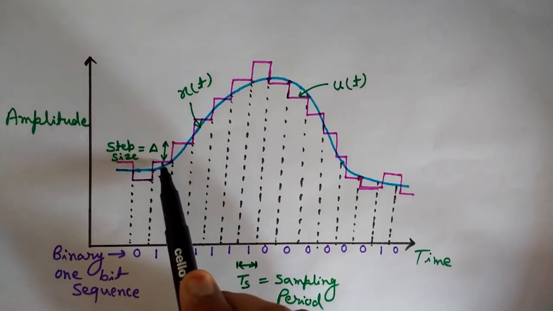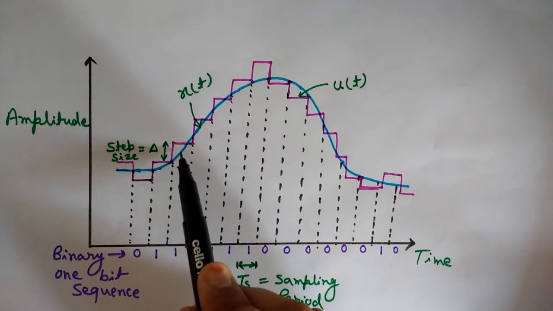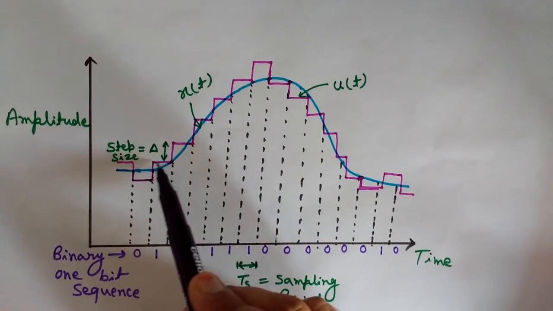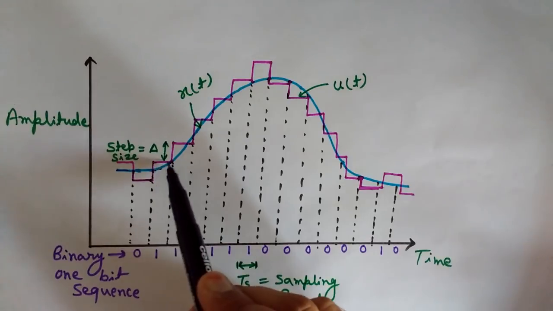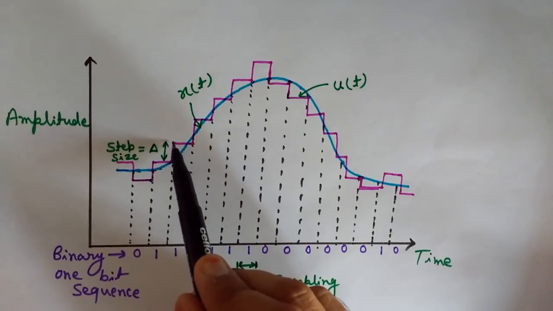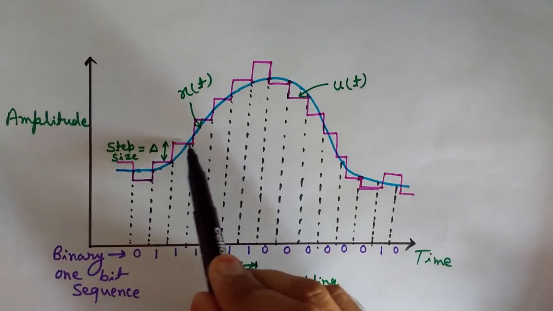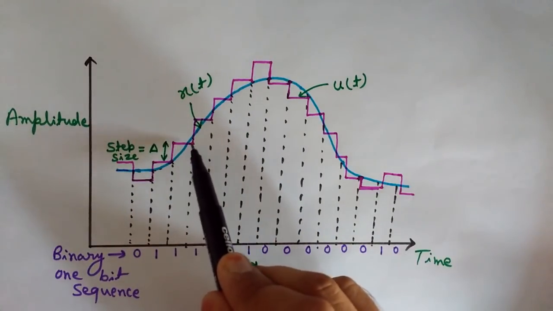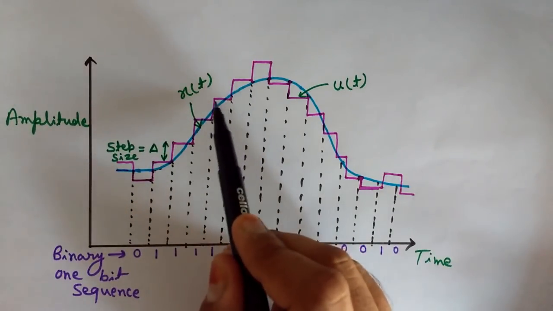Now we will compare this approximated value with this next. So here this sampled value is again more than the last approximated value of this staircase. So we again increase the staircase. We again increase this approximation by one delta, that is one step size, and in this way you see that it is a continuously increasing waveform. So we keep on increasing it by delta.